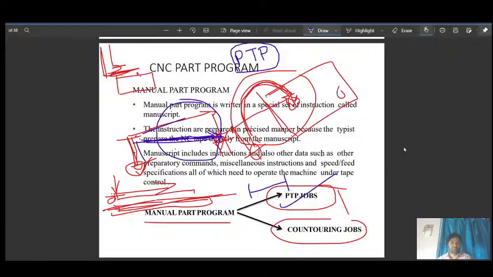So in contouring jobs, as you have seen, if you are not cutting straight along only one axis, obviously you have to adjust more and cut along more than two axes simultaneously. In a straight cut, the tool will move only along one axis. So for milling operations, straight milling can be done in a straight cut.